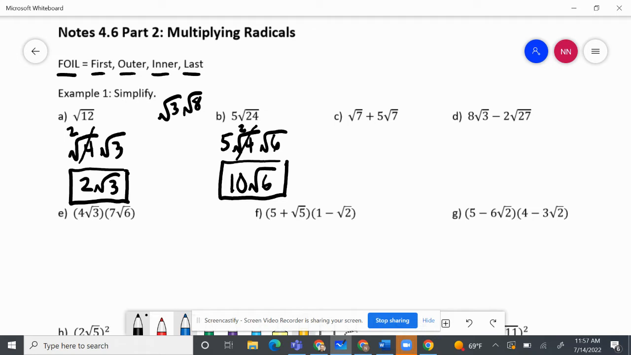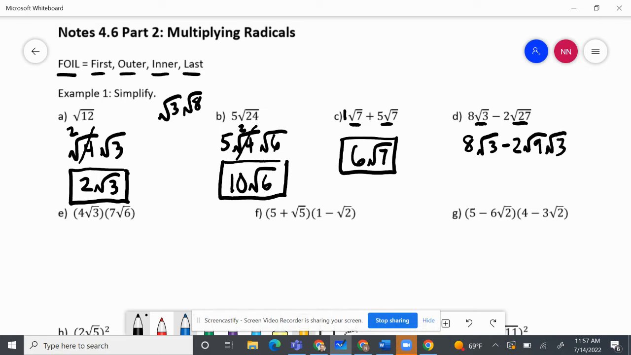For letter C, remember when we're adding, they both have the same square root, so we can add them. Here we have 1, here we have 5, so that's a total of 6. For the next one, we cannot add them because they're not the same. But remember that 27 is 9 and 3. The square root of 9 is 3. So that's 8√3 minus 6√3, which gives us 2√3.